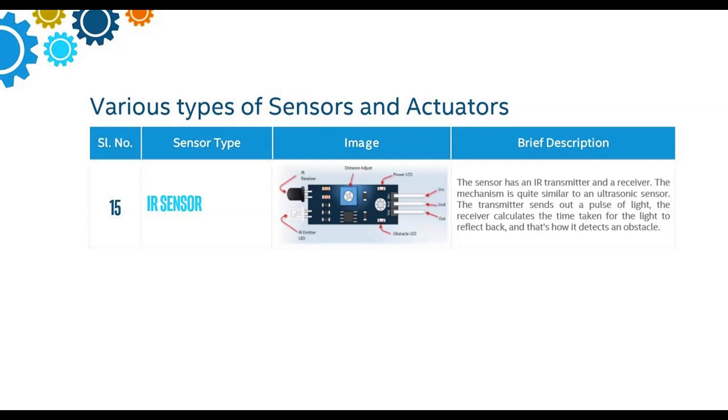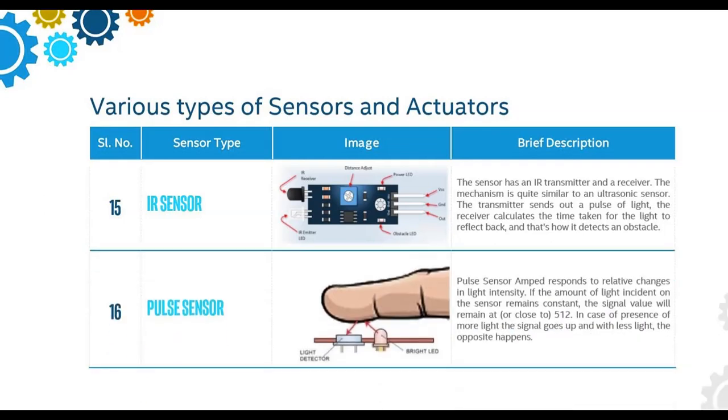The sensor has an IR transmitter and receiver. The mechanism is quite similar to the ultrasonic sensor. The transmitter sends out pulses of light, then the receiver calculates the time taken for the light to reflect back, and that's how it detects the obstacle. So to detect the obstacle, we are going to use an IR sensor itself.